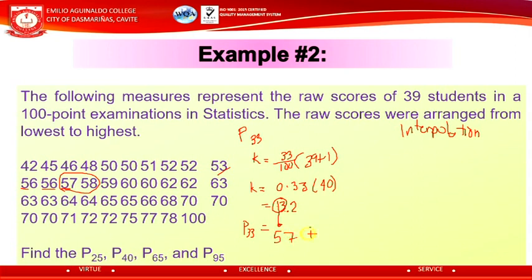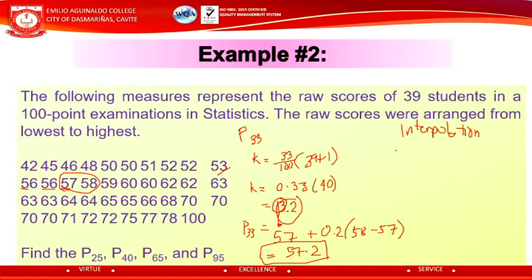Then we're going to add it with the remaining 0.2 of the differences between the 14th data point, which is 58, and the 13th data point, which is 57. So if we're going to do the math, it will be equal to 57.2. That is how we solve for problems about positions or locations with decimal points or the data point with decimal.